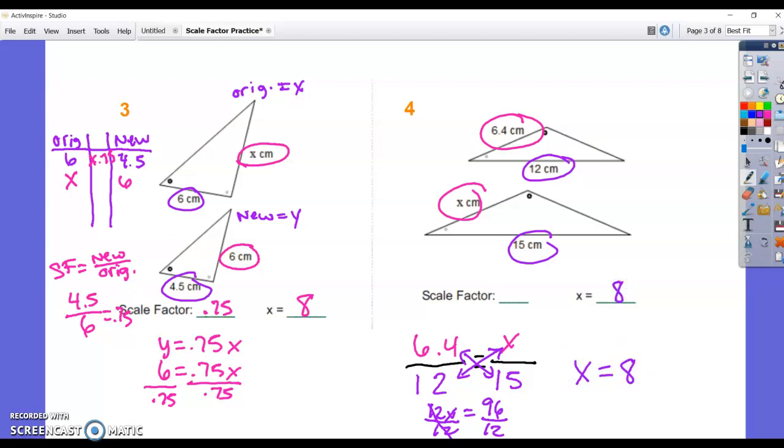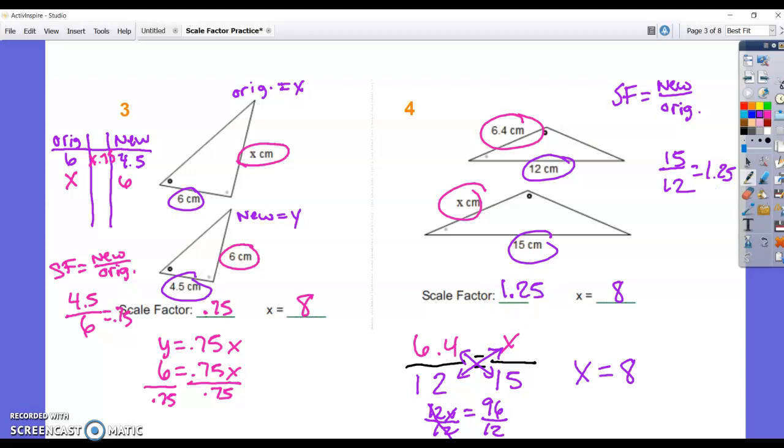Again, I still need to find that scale factor. So scale factor is equal to the new by the original. So the new is 15. The original is 12. And it is an enlargement. So 15 divided by 12 is not going to give me a whole number. 15 divided by 12 is 1.25. So a number greater than 1 is my scale factor.